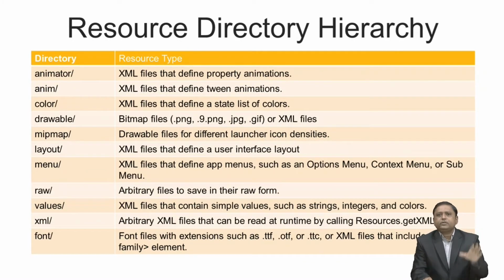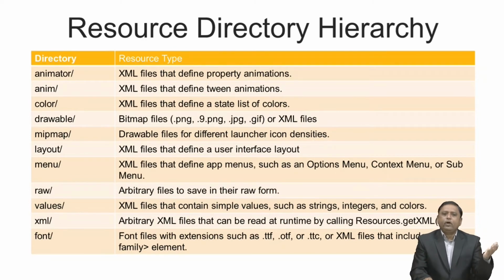So now let us try to understand what types of directories we can have inside this res folder. The first directory is animator. This animator directory includes the XML files that define property animation. Anim, short form of animation, stores XML files that define tween animation, and the color directory stores XML files that define a state list of colors.